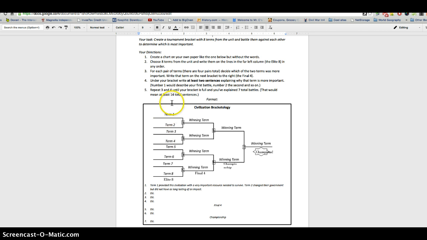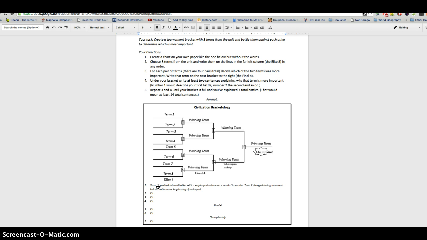It's up to you. Now, once you have them on your bracket, you are going to look at person 1 and person 2 and decide, who was the most influential, who had the biggest impact, and you're going to put them on the winning bracket. Now, you just don't stop here. This is bracket number 1. So under here, you're going to have to explain why one term is more important than the other.